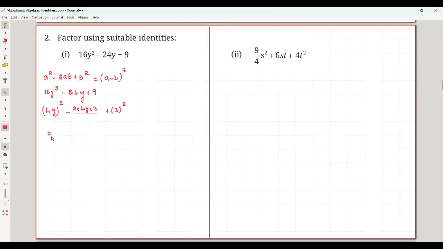Therefore, from this, what is a value? 4y is the a value, minus b value is 3, okay, (3) the whole square. Now this is the answer. Right, so now the second question.